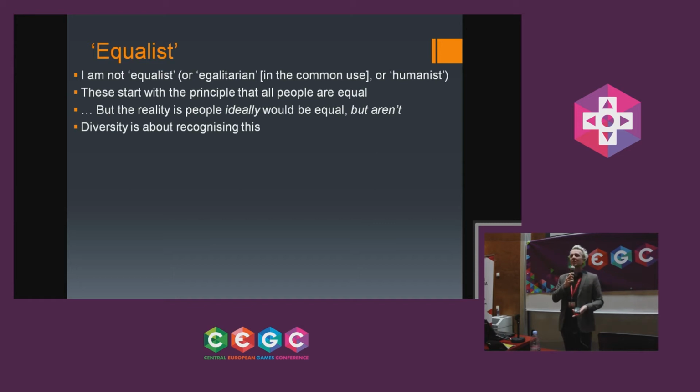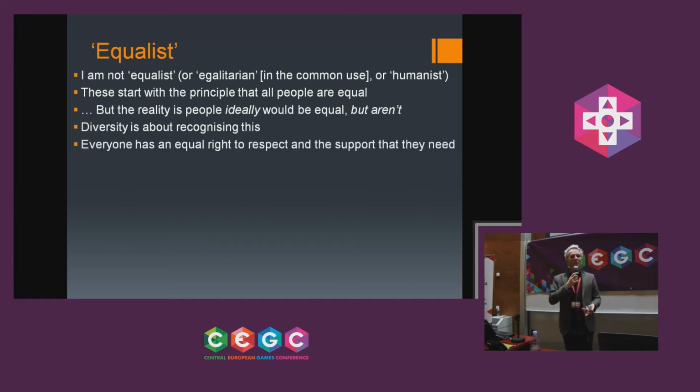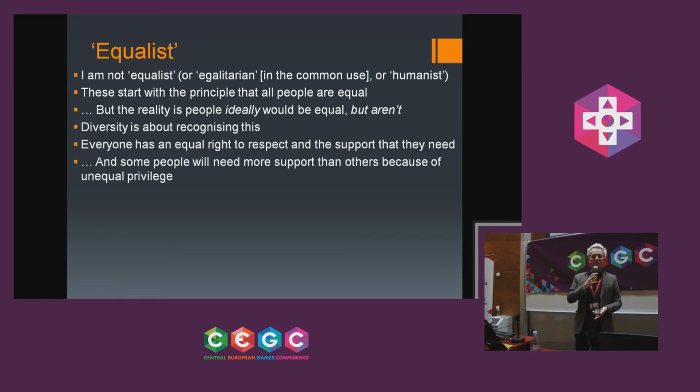So diversity is about recognizing this, recognizing that we are all different. Everyone has an equal right to respect and the support that they need to get on in life. And that's really what diversity is about. It's about equality of respect and equality of support and help. Some people will need more support than others because of that unequal privilege.